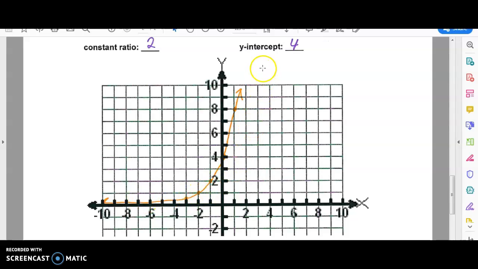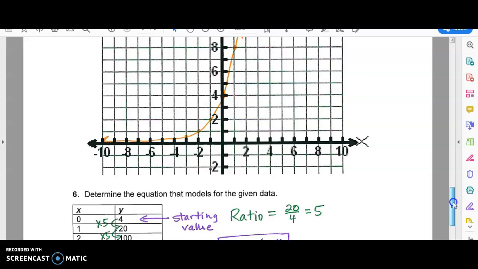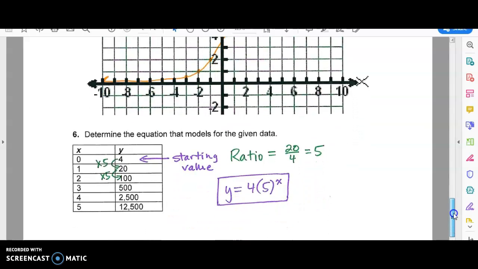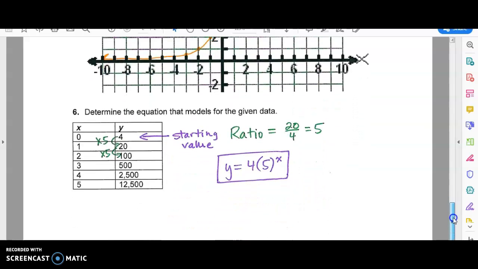If I go to the right, I keep multiplying by 2. Okay. If this ratio was 3, I'd keep multiplying by 3. And then I'd keep dividing by 3 as I go down by 1. Okay, so that's how you would graph using the constant ratio and the y-intercept.